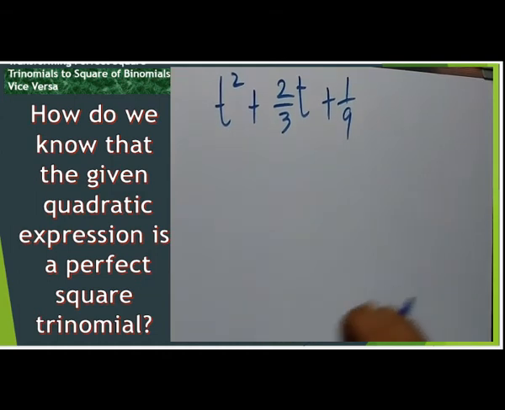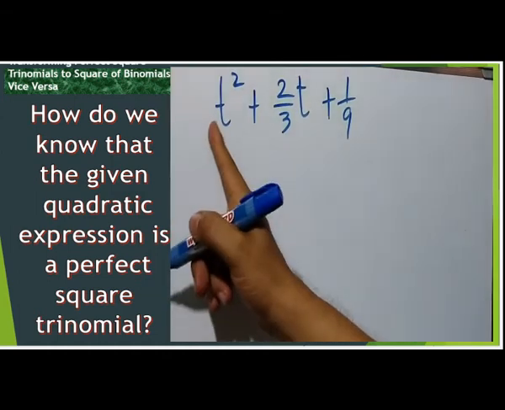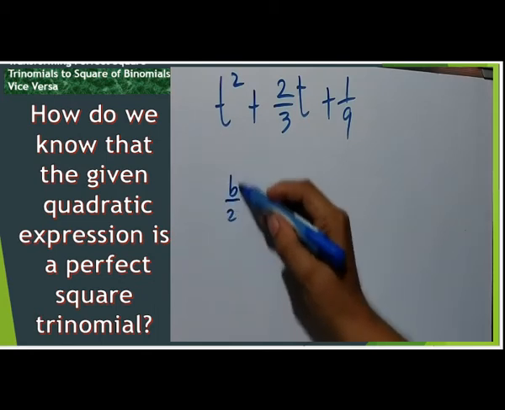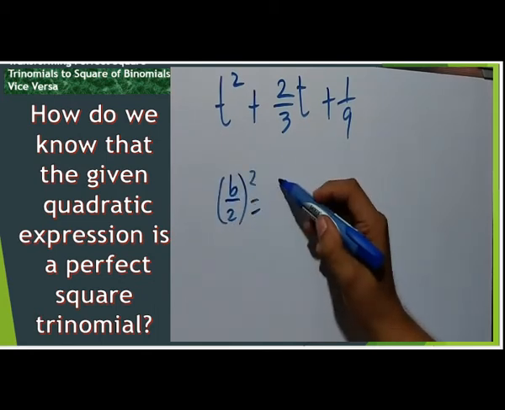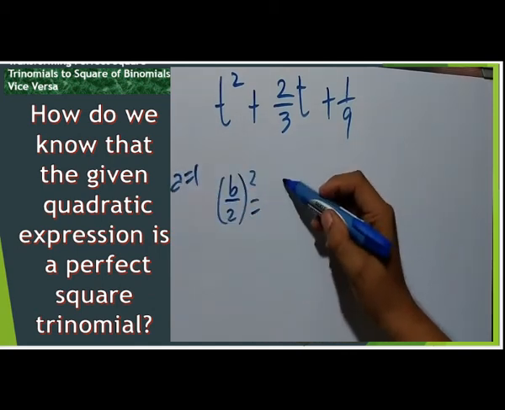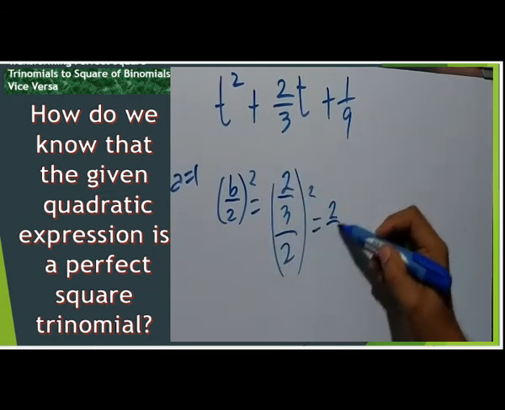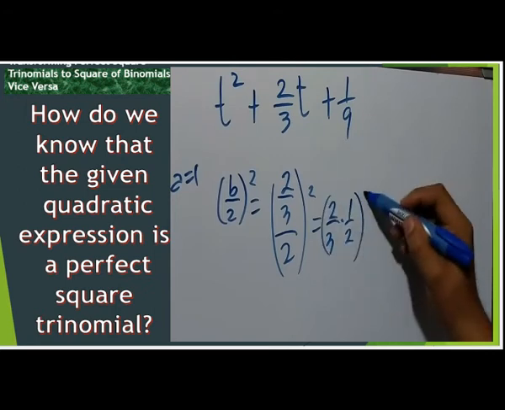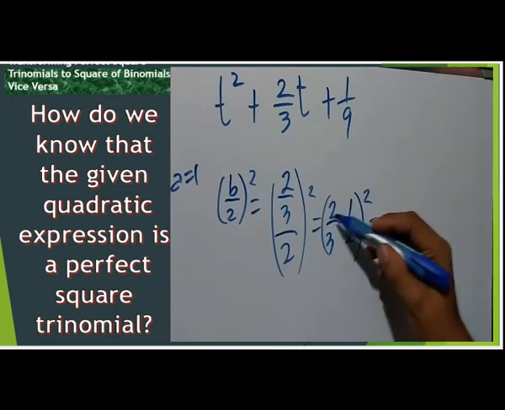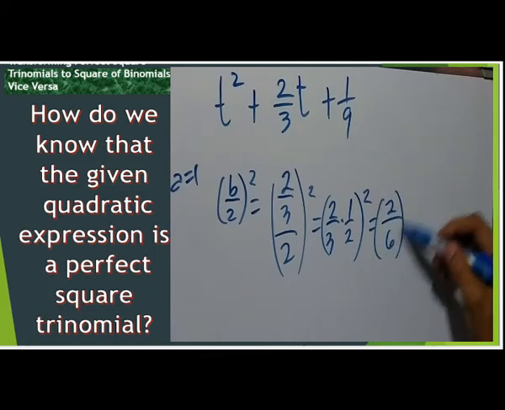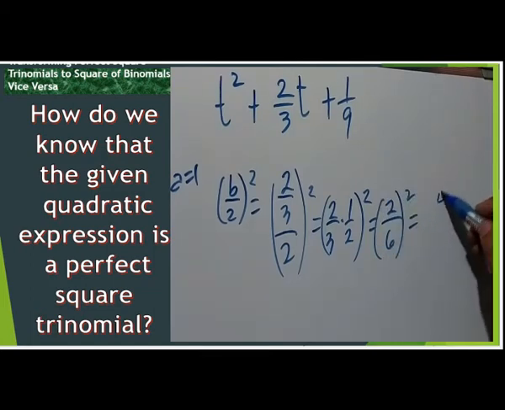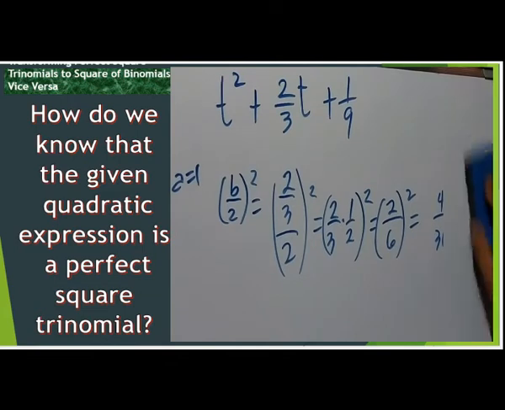Identify if this is a perfect square trinomial. Since a is 1, we can simply use b over 2 raised to the second power. This is now b is 2 over 3, divided by 2 raised to the second power. So it means 2 over 3 times 1/2 raised to the second power. So we now have 2 times 1, 2 over 6 raised to the second power. This is 4 over 36, which is also equivalent to 1 over 9. So this means that t squared plus 2 over 3t plus 1 over 9 is a perfect square trinomial.